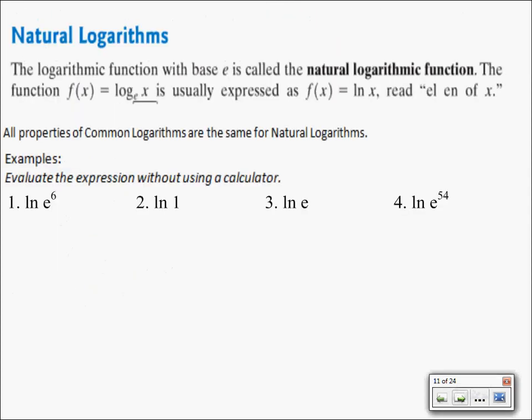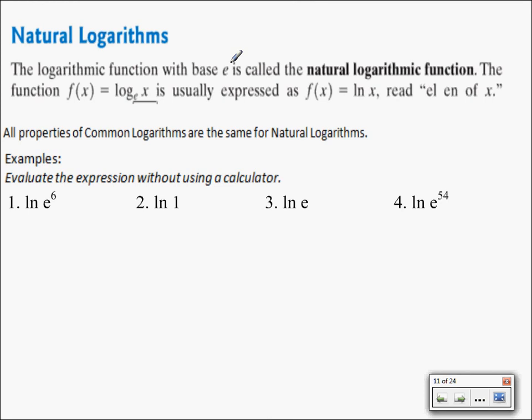And finally, to conclude this video, let's talk about natural logarithms. Logarithm functions with base e are called the natural logarithmic function. The function f of x equals log base e of x is usually expressed as f of x equals ln x, read as L-N. And this e right here is actually called Euler's number. All properties of common logarithms are the same as natural logarithms. That's very important to note.